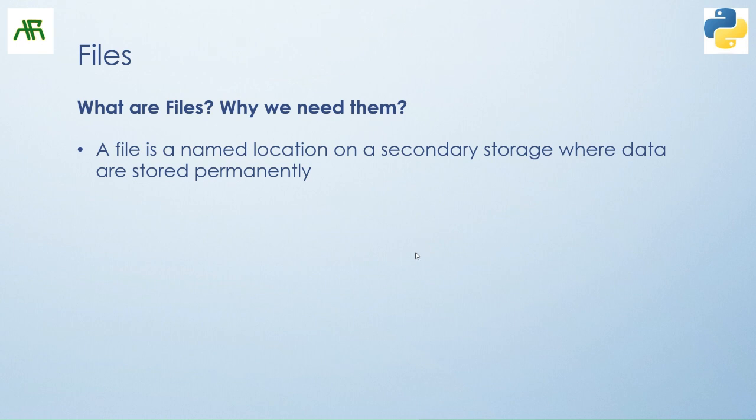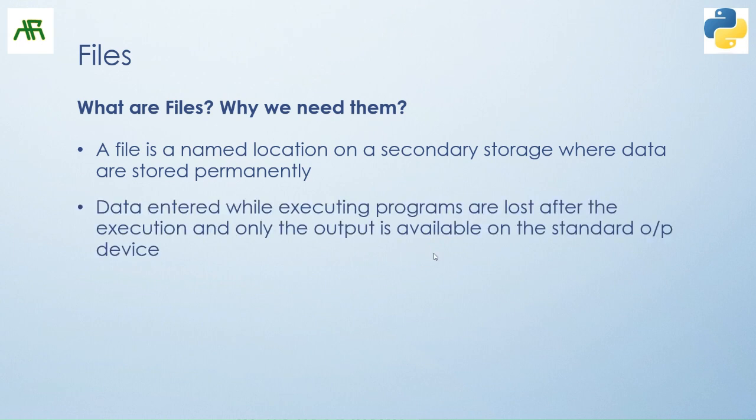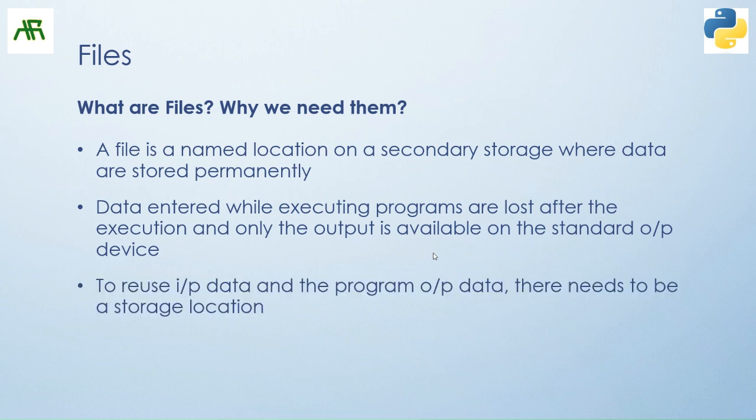It can take various formats, but fundamentally, a file is a named location on a secondary storage outside the program execution. As I mentioned earlier, the data entered while executing programs are lost after the execution, and the output from the programs alone is available on the standard output device. I still have not defined or found a place to store the output. Once I close my compiler process, that output data will also be lost. So, files are useful there. To reuse input data and the program output data, there needs to be a storage location.